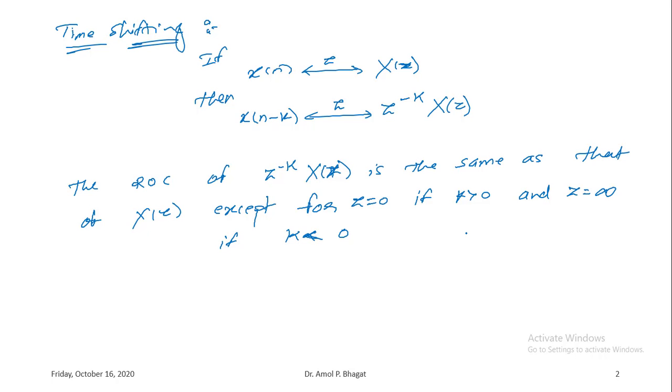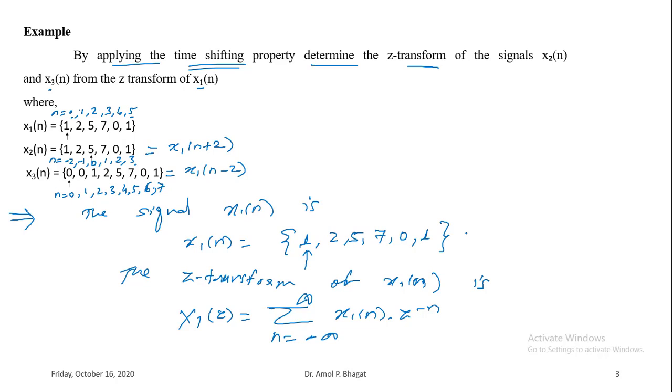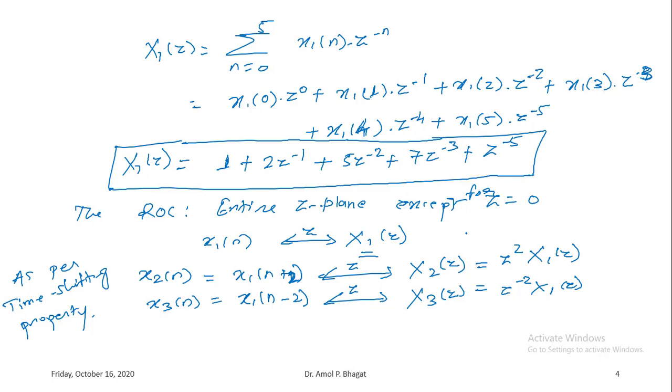So this is how you can use the time shifting property for identifying the Z transform from the given signal's Z transform. In today's session we discussed the time shifting property. If x of n has the Z transform X of z, then x of n minus k will have the Z transform z to the power minus k into X of z. Depending on whether k is negative or positive, its ROC will be modified. Here one signal was given, x1 of n. From the Z transform of x1 of n, we identified the Z transforms of x2 of n and x3 of n by applying the time shifting property.